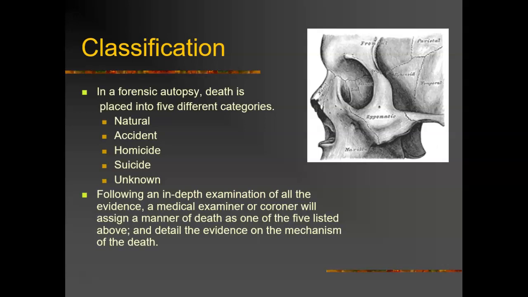Suicide is when someone obviously kills themselves. And then we have unknown, where you can't figure out the category of death. So, following an in depth examination of all the evidence, a medical examiner or coroner will assign a manner of death as one of those 5 listed above. And then they will detail the evidence on the mechanism of the death.